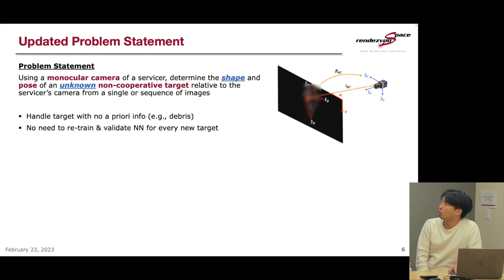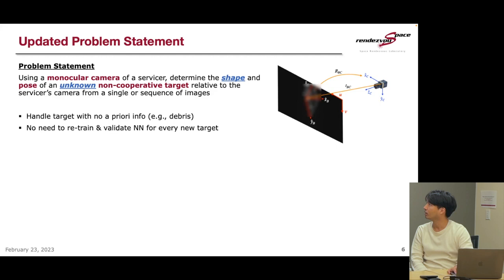So the new problem statement is to determine not only the pose, but also the shape of an unknown non-cooperative target spacecraft, such that we can handle targets with no a priori information. This also relieves us from the requirement of having to retrain and validate our neural network for a new target every single time we have a new mission going on. Instead, with this capability, you just have this and deploy it to multiple targets, all at the same time or not.